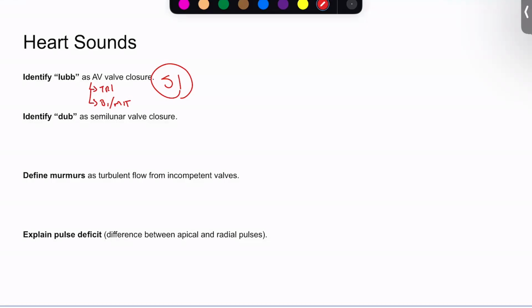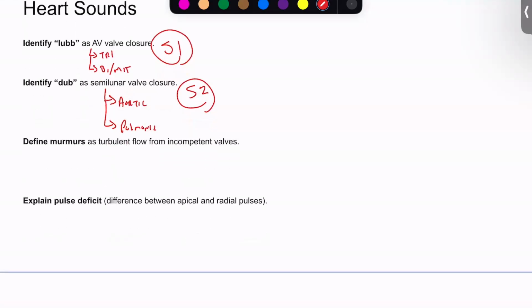Then we have dub, which is the semilunar valve closure. That's our S2 sound, and we're thinking of our aortic or our pulmonic valve. This is going to happen at the very start of diastole, whenever our heart's relaxing. And whenever the ventricles relax, that causes the semilunar valves to close.